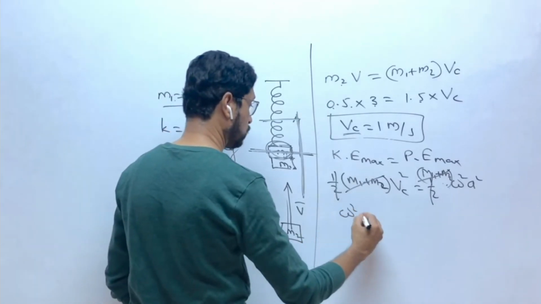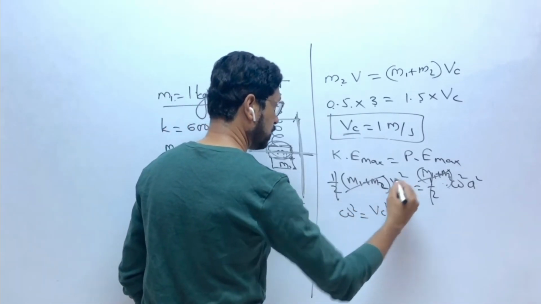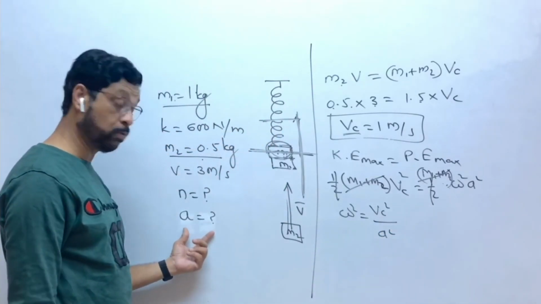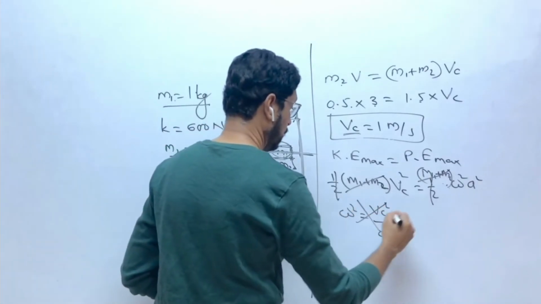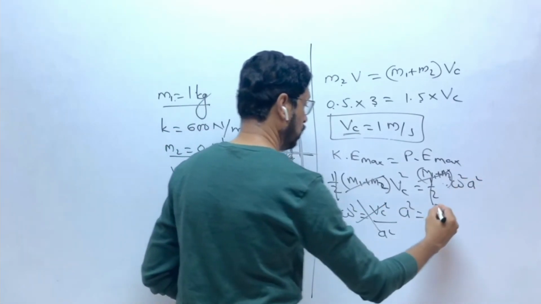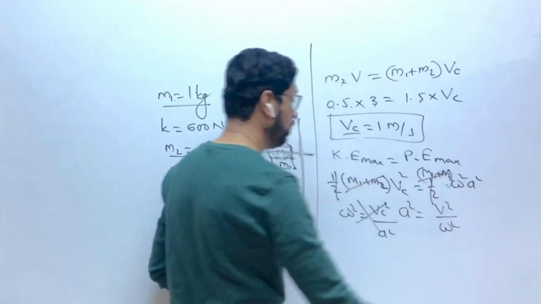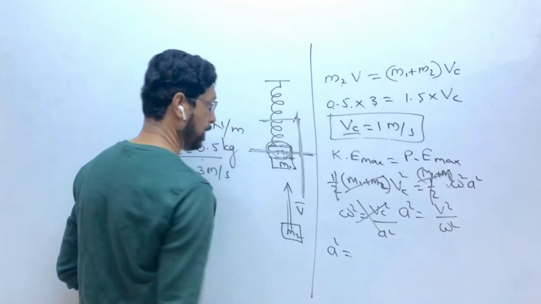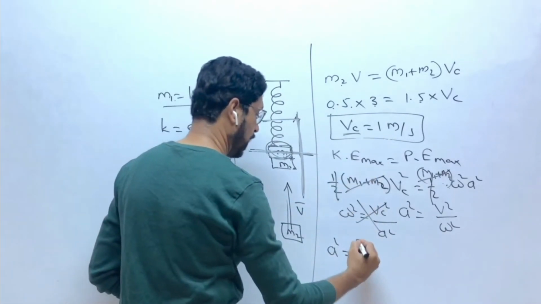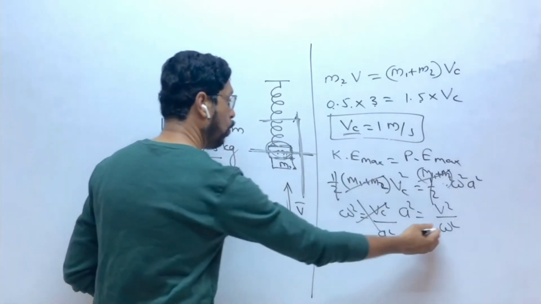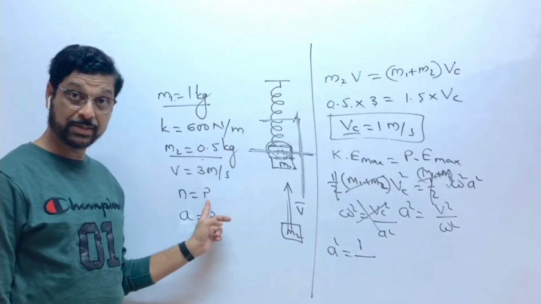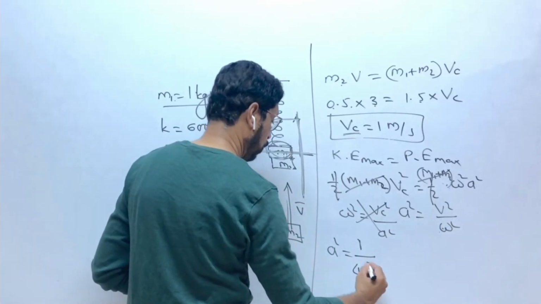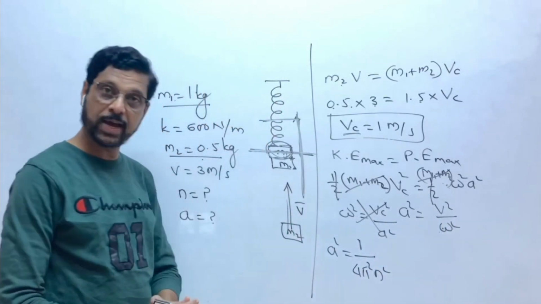So omega square is equal to Vc square upon A square. I'm sorry, we have to find out A. So A square is equal to V square upon omega square. So A square will be equal to V square, means Vc square, into 1 upon omega square. Omega is 2 pi n, whole square. So omega square is 4 pi square n square.